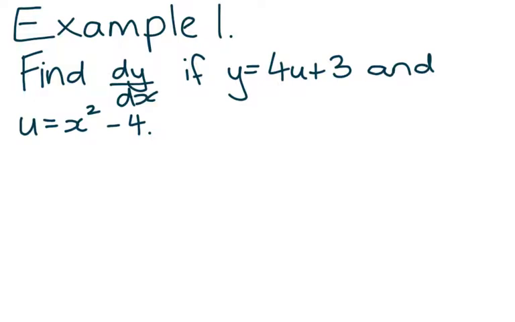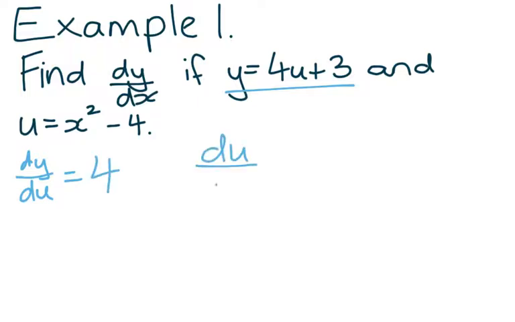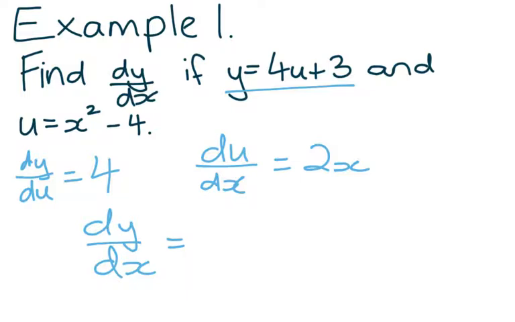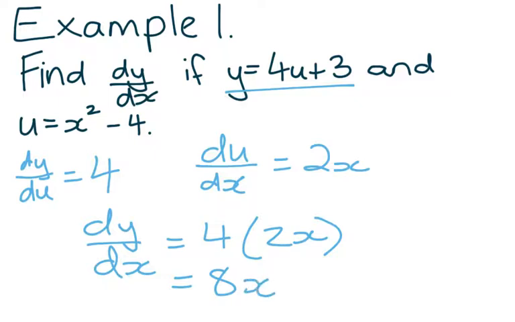So the first thing we need to do is dy by du. So we differentiate this function here, the y equals 4u plus 3, which is 4. And then we do du by dx, which gives us 2x. So then when we do our dy by dx, we multiply the two together. So we'd have 4 lots of 2x, which gives us 8x as our derivative of dy by dx.